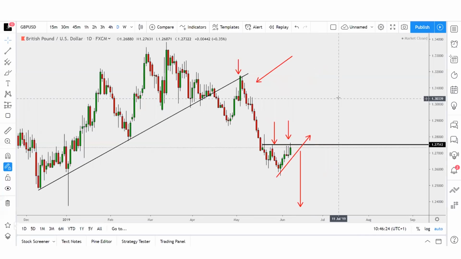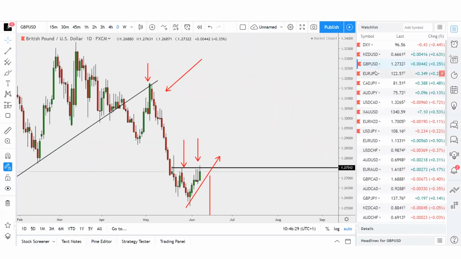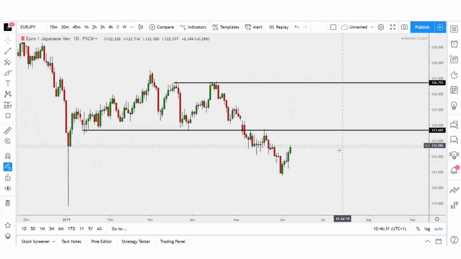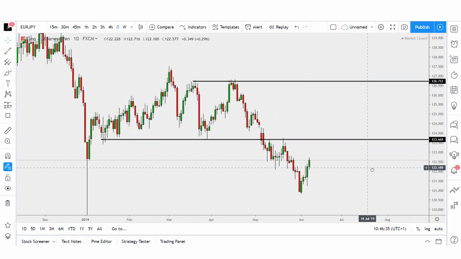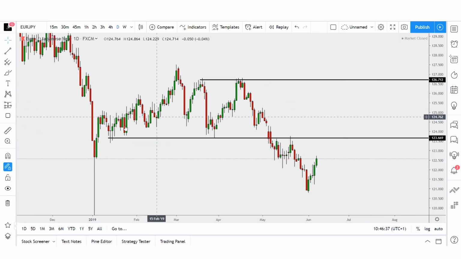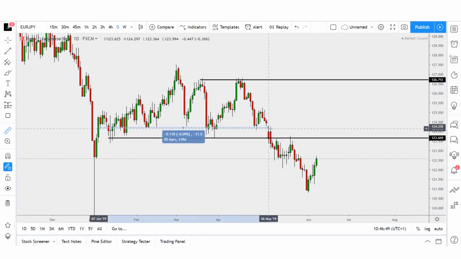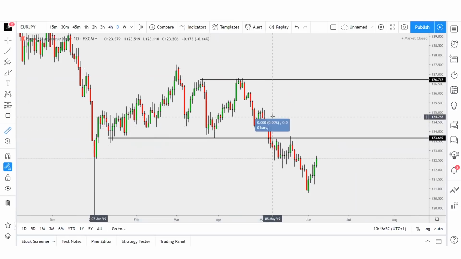So the next pair that we'd like to look at will be Euro Yen. So with Euro Yen, I can clearly see that our price was in a sideways moving market for a very long period of time. Now we can see that price kept bouncing off around 126.70 and rallying back to the downside around 123.66. Now, price was moving sideways for a very long period of time. If we just measure it, around 120 days.